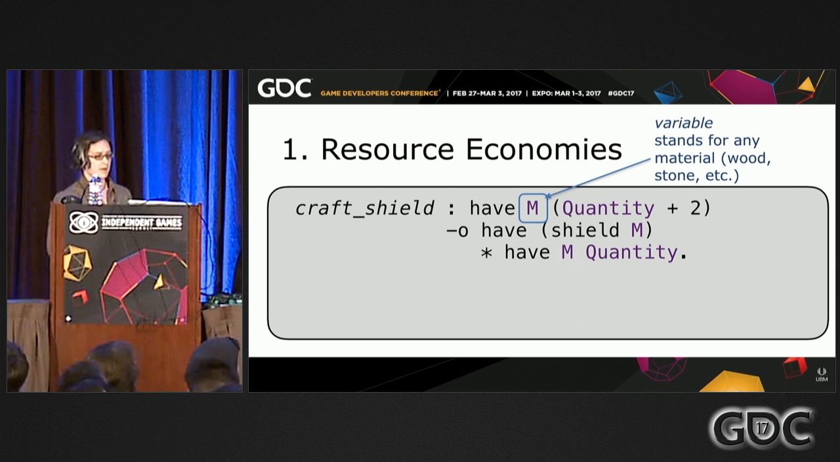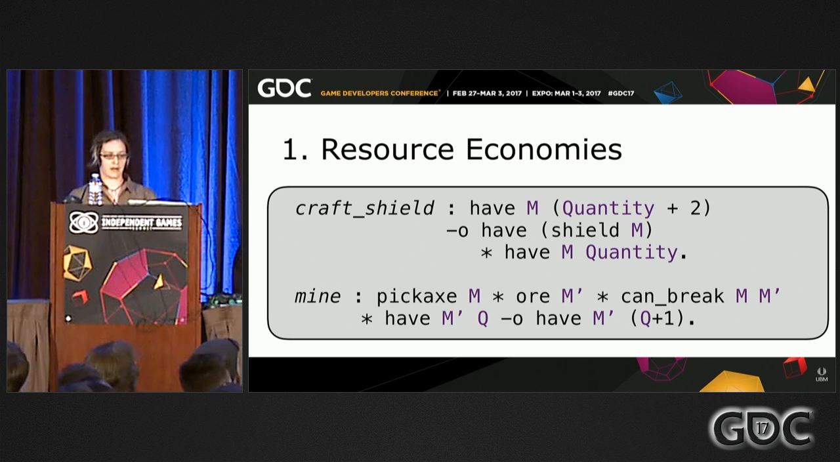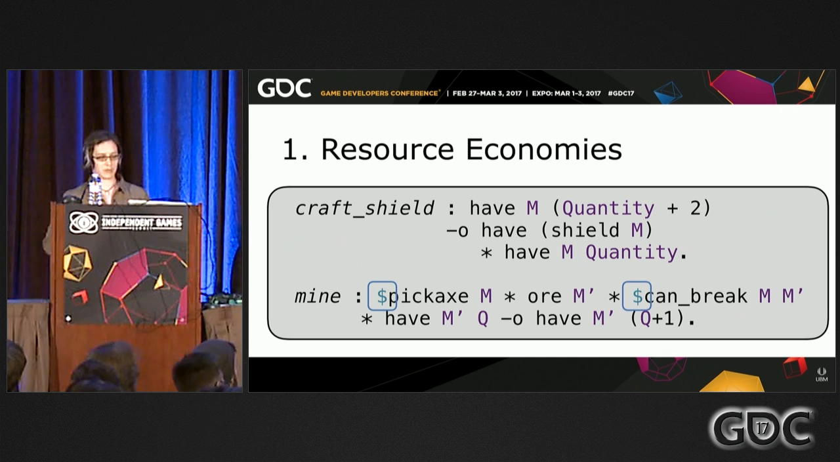The things in purple are variables, and they can stand for arbitrary things in the world. So for example, M here, if this were a Minecraft world, could stand for any material like wood or stone. You can also have a mining rule, which says if you have a pickaxe made of some material and there's some ore in the world of some other material, M prime, and M can break M prime, and you have a quantity of M prime equal to Q, then you can replace all of those things with having a quantity of M prime that's 1 more than that. It should be noted that we don't actually want to get rid of these 2 pieces of our world state, so we have a little bit of syntactic sugar for keeping those things around and basically checking the condition without deleting them.